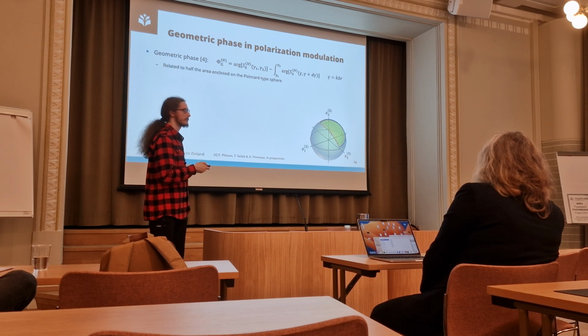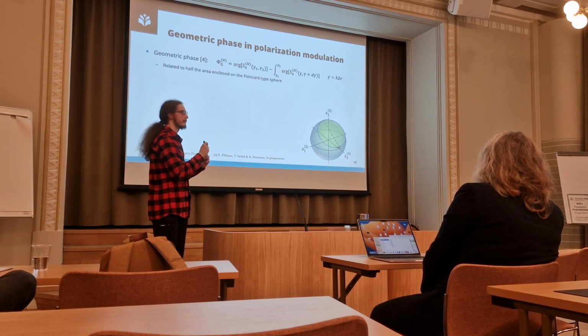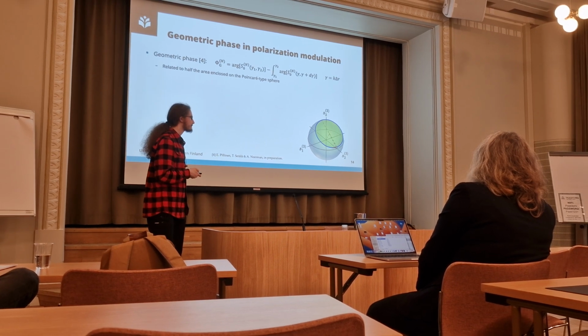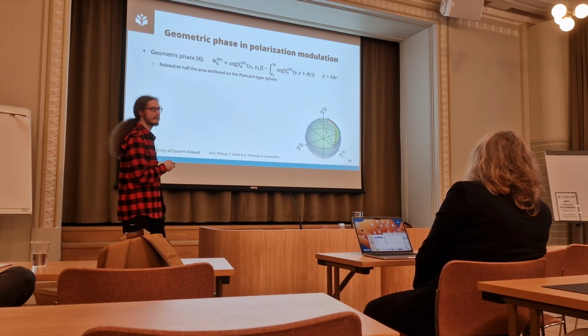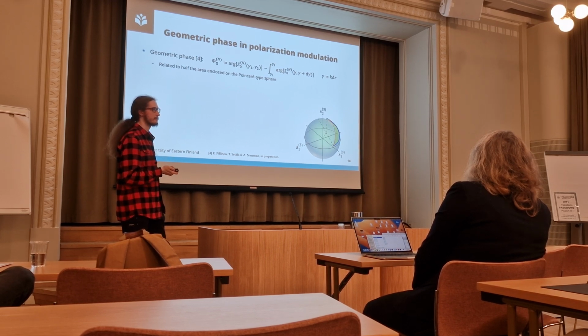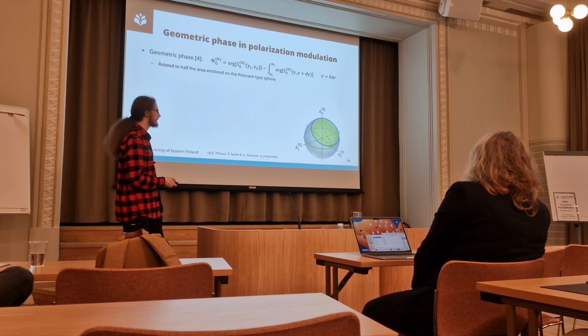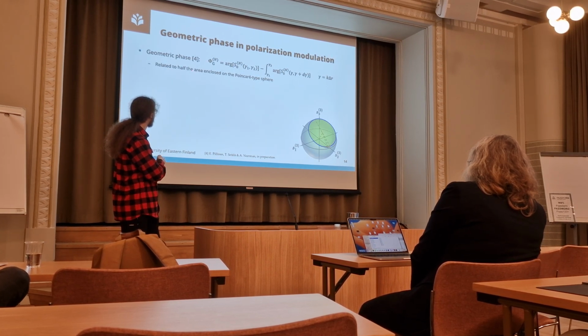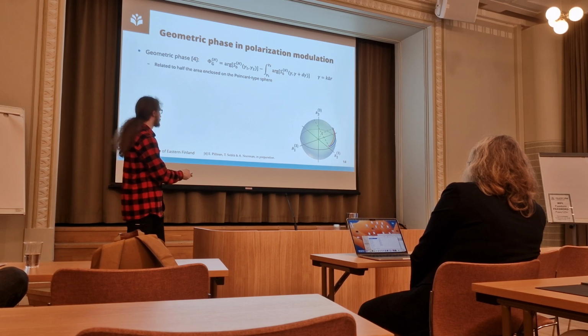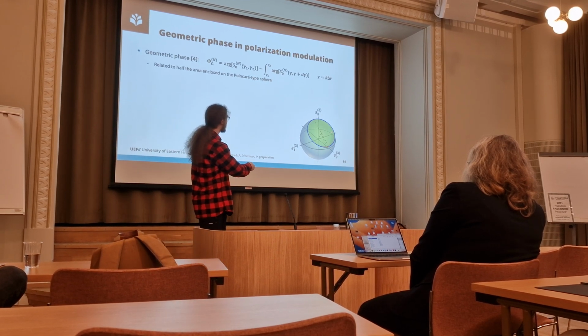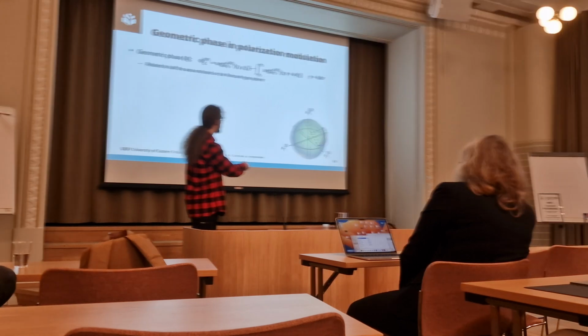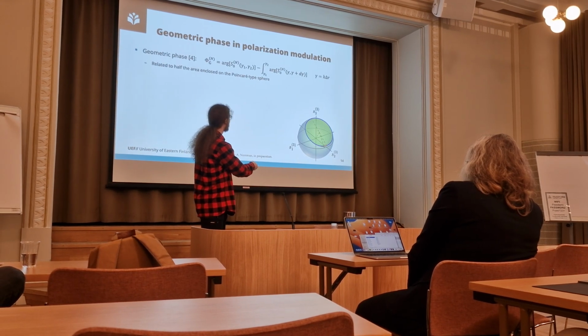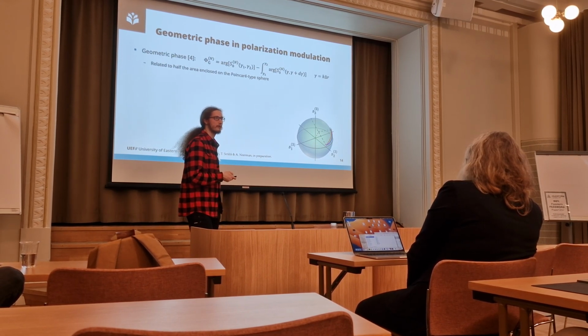While the local changes can be described by the total changes by small steps. And this allows us to describe the geometric phase in the null state polarization modulation. And it can be found that it is related to half of the area enclosed on the Pancharatnam-Berry sphere. So the geometric phase is equal to half of the area that is covered as the state evolves. And this is solvable analytically.